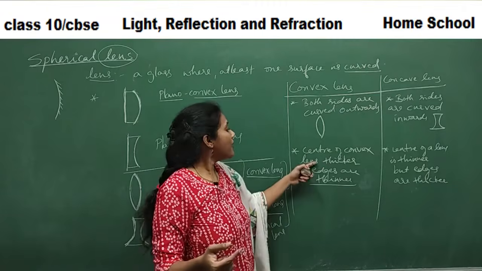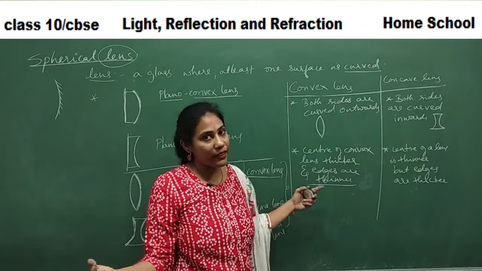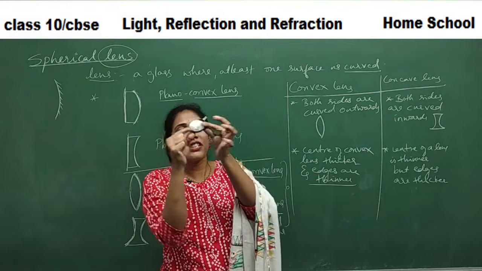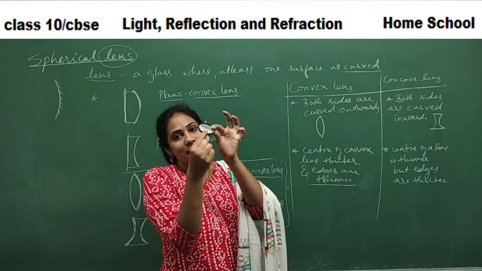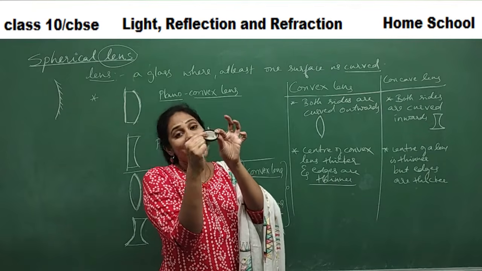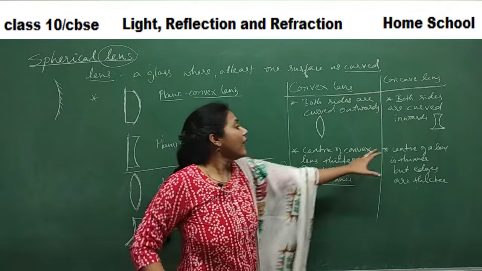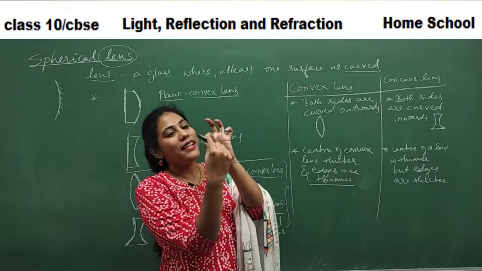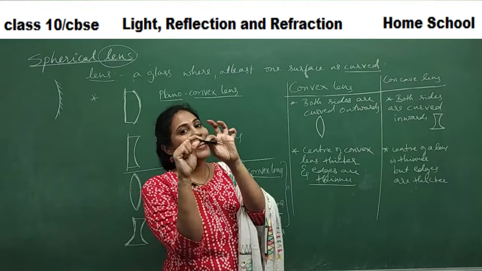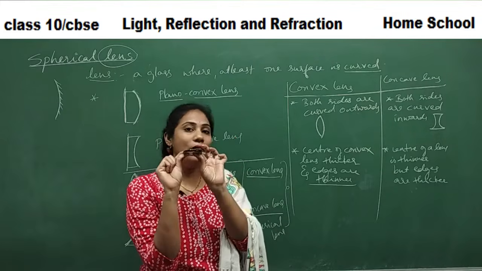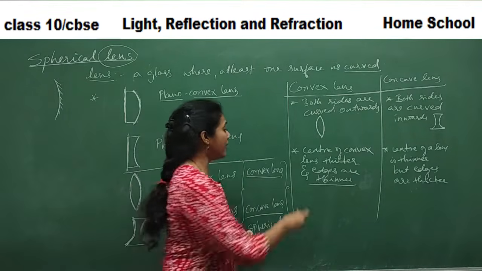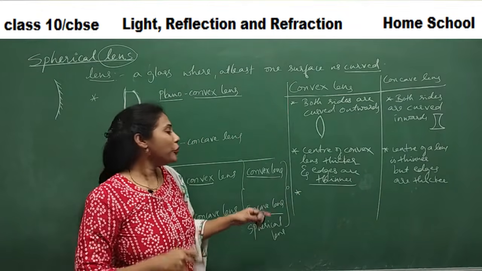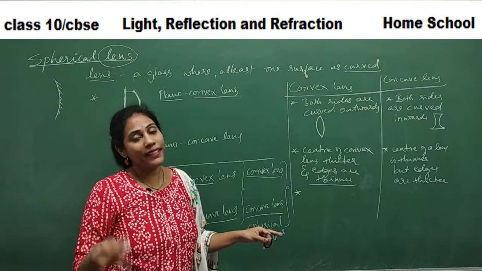So here center is thick, edges are thin. Center is thick, edges, if you touch it, are thin. The thickness is very little at the edges, but very high at the center. And opposite in case of concave, center is very thin, but edges are thick. Clear? Fine. And coming to the third point of difference, just try to note it down. You will understand this point a little later.